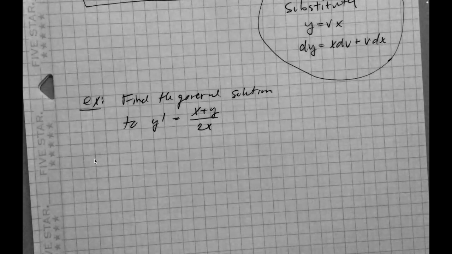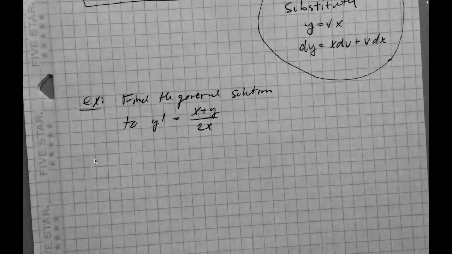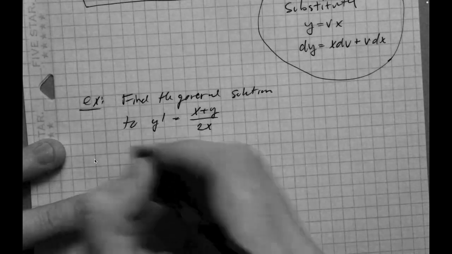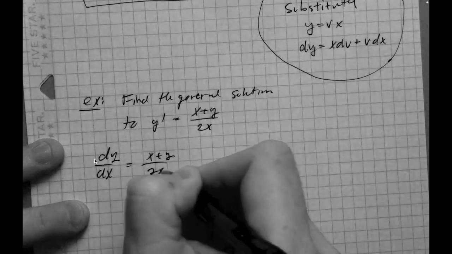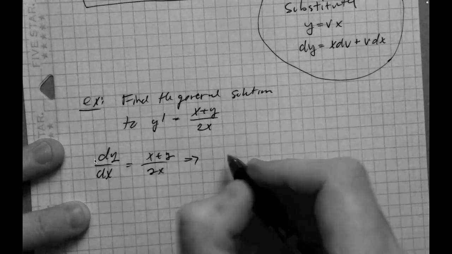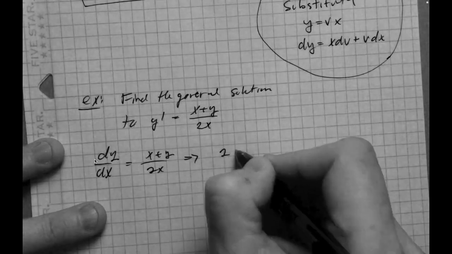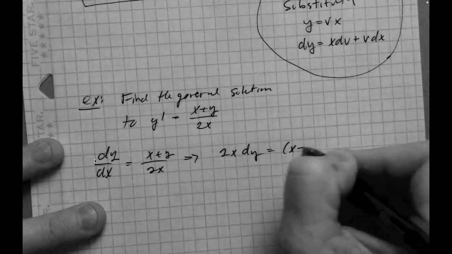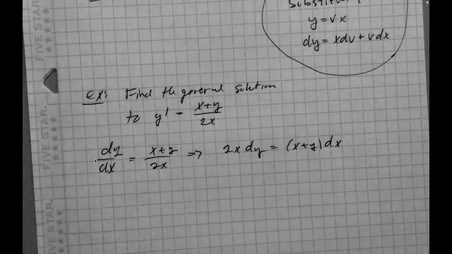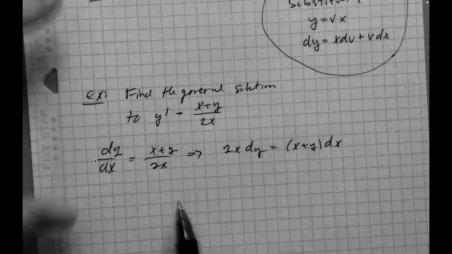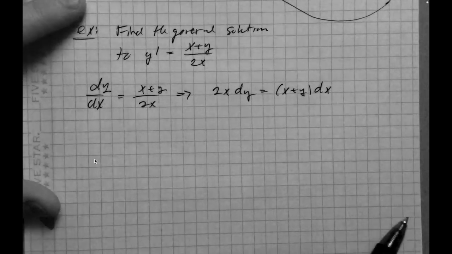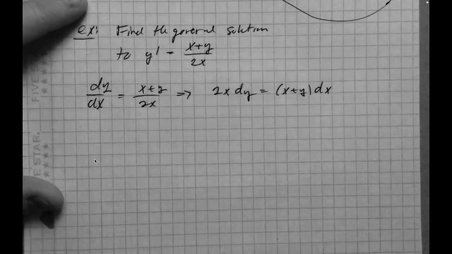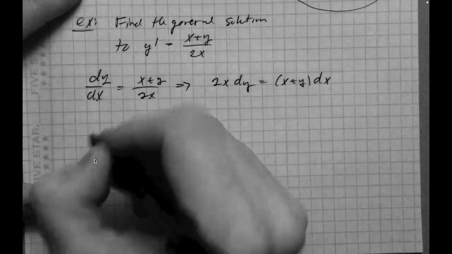Can we separate this? Well, it's not easy to separate. So dy over dx equals x plus y over 2x, so you get 2x dy equals x plus y dx. It's not obvious how this would be separable. And so let's just confirm that it's homogeneous and then try to use the y equals vx substitution.